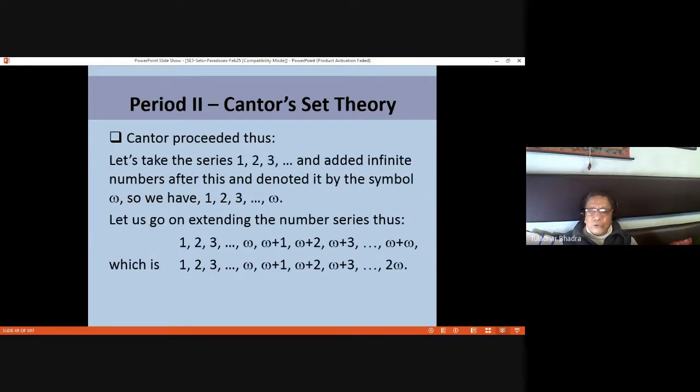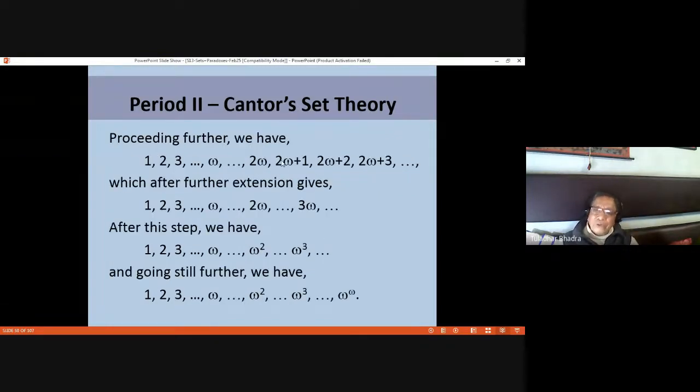Cantor's process thus. Let's take the series 1, 2, 3 and add infinite numbers after this, denoted by the symbol omega. So we have 1, 2, 3, and it ends somewhere at omega. Let's go on extending this number series. 1, 2, 3, omega, then omega plus 1, omega plus 2, and so on, up to twice omega. Now we can extend it further: twice omega, twice omega plus 1, then 3 omega, 4 omega, and so on. After that will be omega times omega, which is omega squared. Then omega cubed, and going still further, we get omega to the power omega.